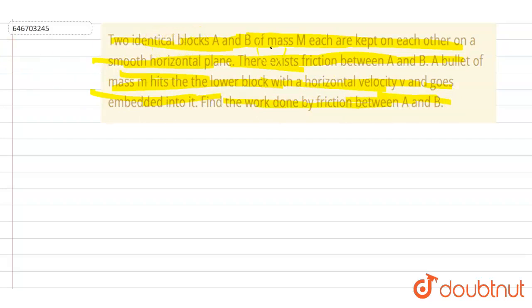So if you see, they both are identical blocks and they both have mass M, right? And the bullet of mass small m gets embedded into the lower block, right? So if you see here, this will be the diagram. These are the two identical blocks kept on each other, and the bullet of mass small m gets embedded into the lower block like this.